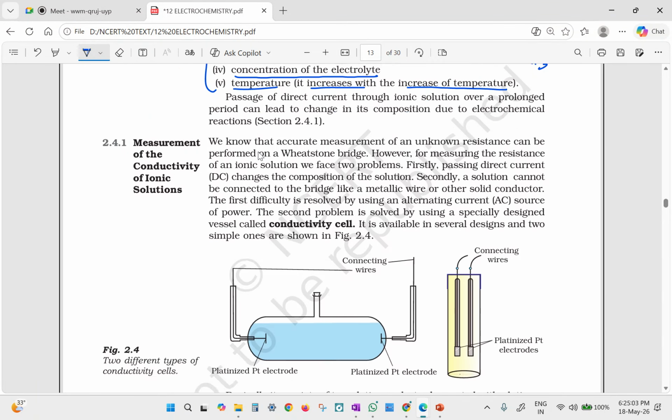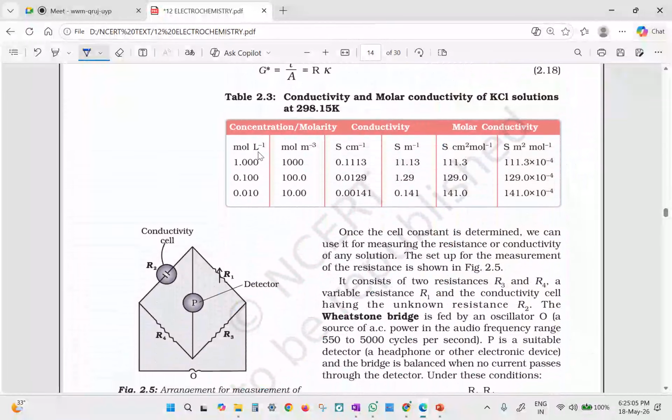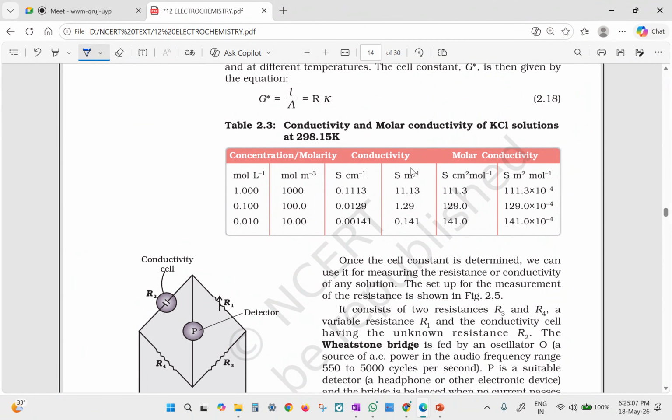Okay, we are further moving to this table. Look at this table. There is one term here. We are going to learn up to this now. Look at this. What is happening? The concentration is expressed in moles per liter. Okay, it's 1 mole per liter. What is the conductivity value? It is 0.1113 Siemens per centimeter or ohm inverse per centimeter.